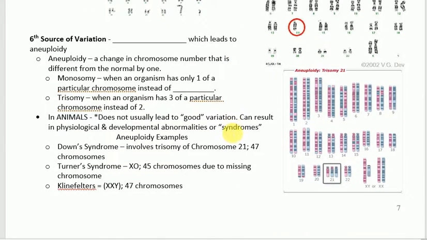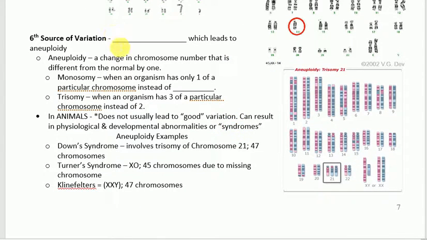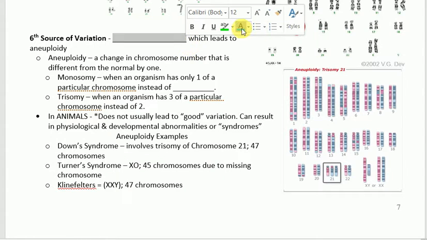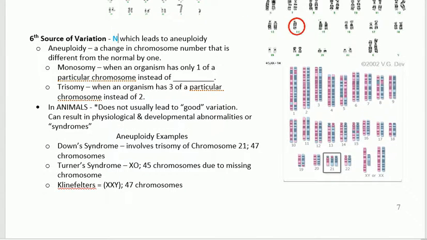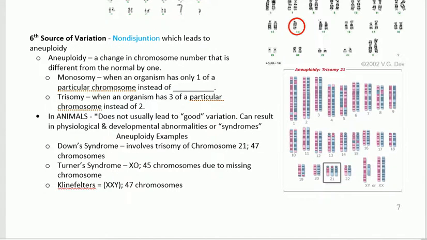Our sixth source of variation is going to be caused by non-disjunction. And it's going to lead to what is called aneuploidy. So aneuploidy is a change in chromosome number, and it's different from the normal by 1. So we know that we have 46 chromosomes as humans. That means that if you have aneuploidy, you either have 45 or you have 47. So there's a couple different types.